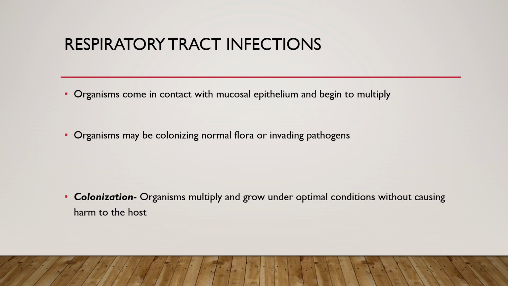A respiratory tract infection happens when an organism comes in contact with the mucosal epithelium lining and begins to multiply. If somebody coughs on you, you breathe it in, and that organism sticks to the mucosal epithelial cells, then all of a sudden you can become sick. The organisms may be colonizing normal flora or invading pathogens. You can be a carrier of strep A, for example, if you're colonized, or strep A can be a pathogen for you. Colonization basically means organisms multiply and grow under optimal conditions without causing harm to the host.